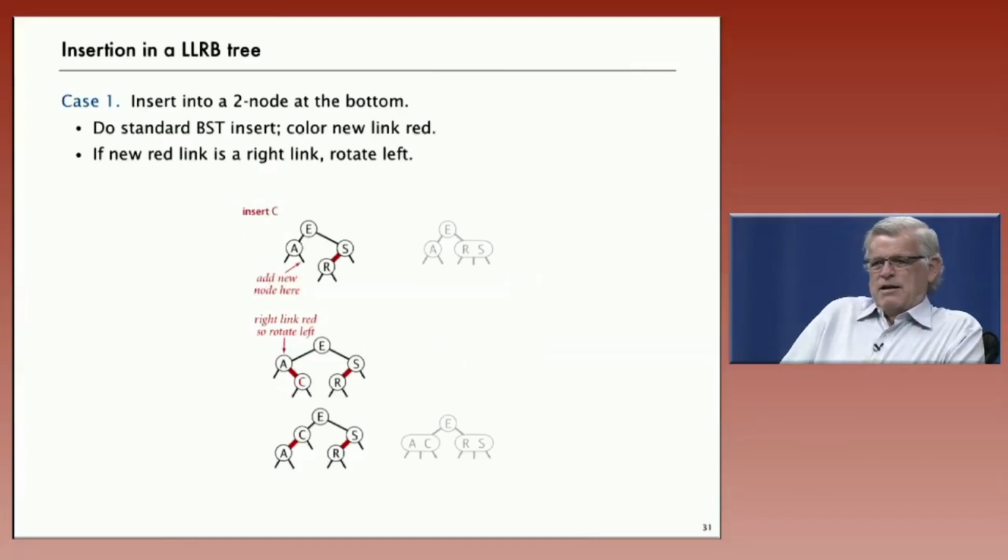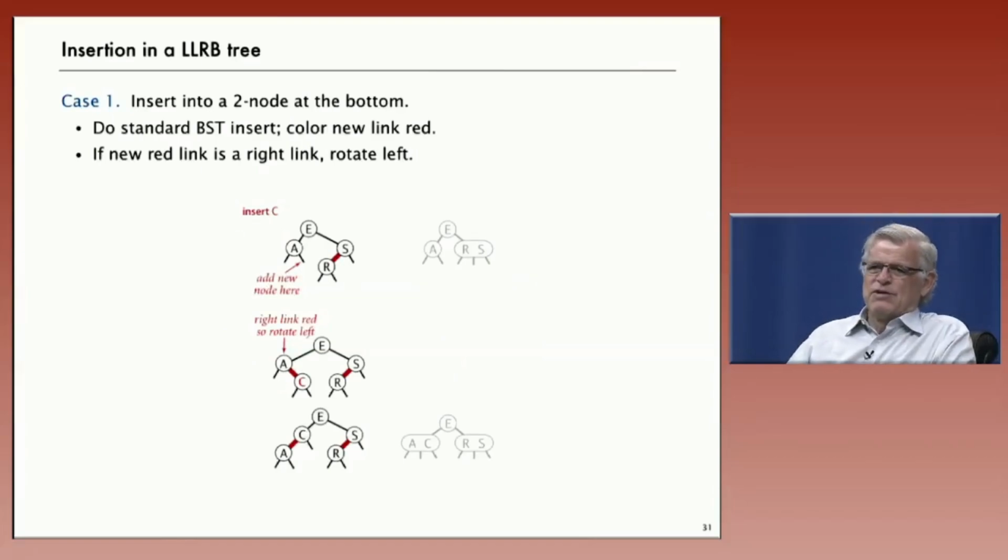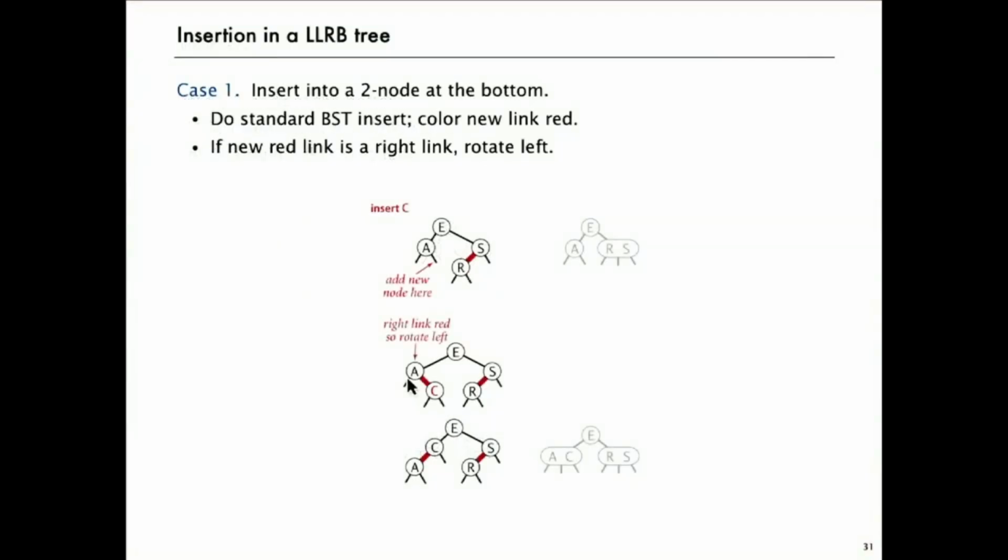And that one generalizes to help us insert into a 2-node at the bottom. So we do the standard BST insert, color the new link red, and then if that new 3-node happens to lean right, rotate it to the left. That's the case that we just did.